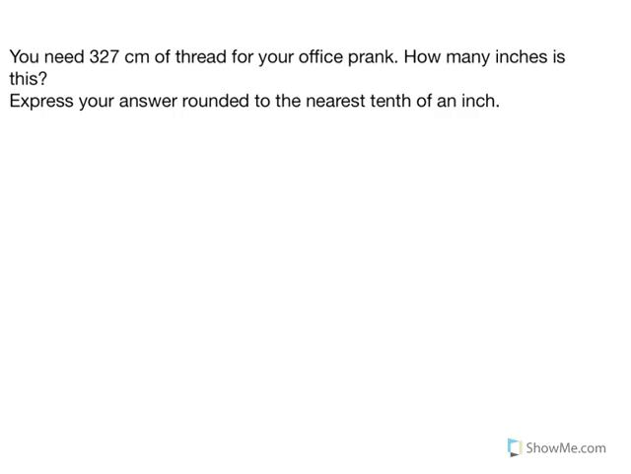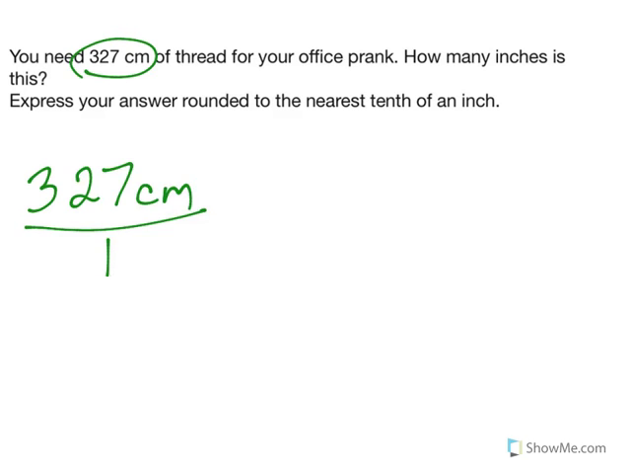No matter which way you choose to go, you always start with what's given. So we're going to start with 327 centimeters. Make it a fraction because when we're dealing with dimensional analysis and different conversions, we want to be able to compare numerator to denominator in order for things to cancel out.